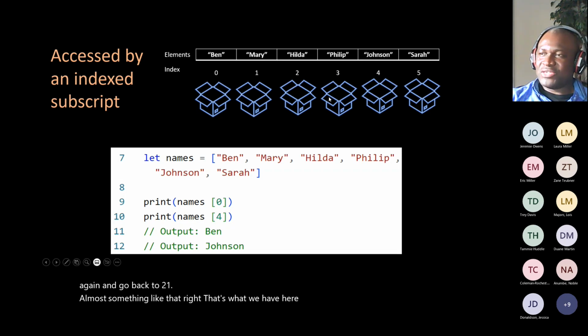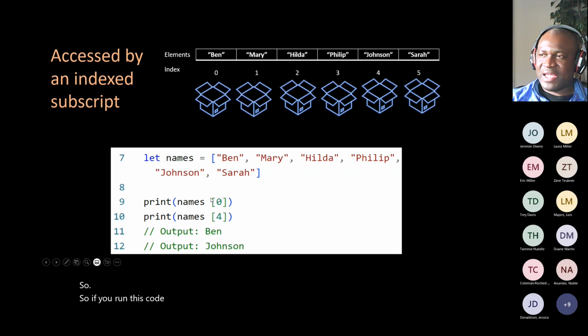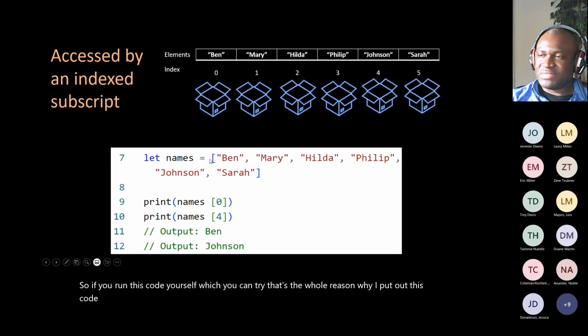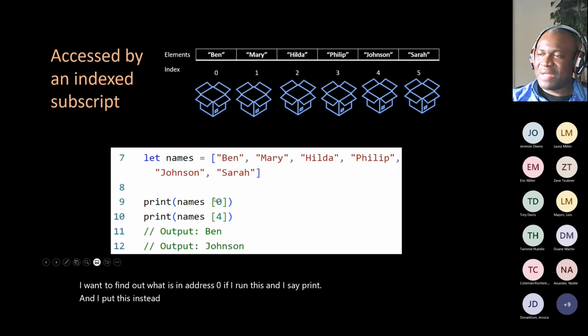So if I'm asking you, what's the address of Mary? Mary lives on number 1 of this street. Where does Ben live? On number 0 of this street. If you run this code yourself, which you can try, that's the whole reason why I put out this code sometimes. So let names equals this. By doing this, I've created an array. If I want to find out what is in address 0, I run this and say print, and instead of writing my element, I'm now writing their address, right? It's going to give me Ben.